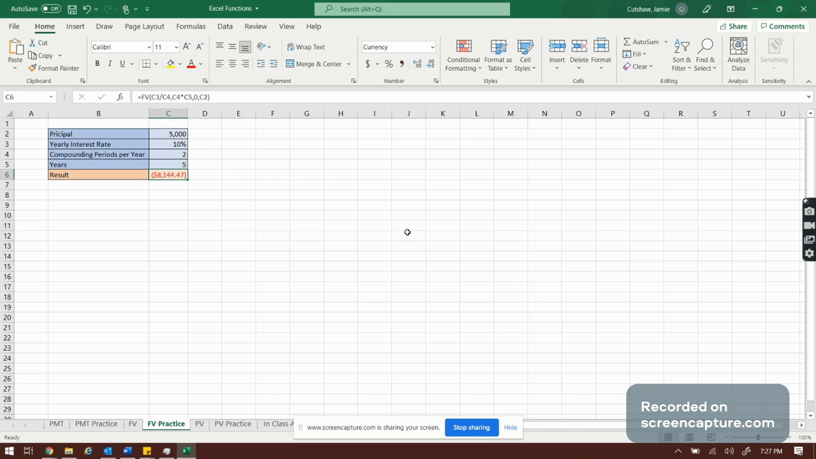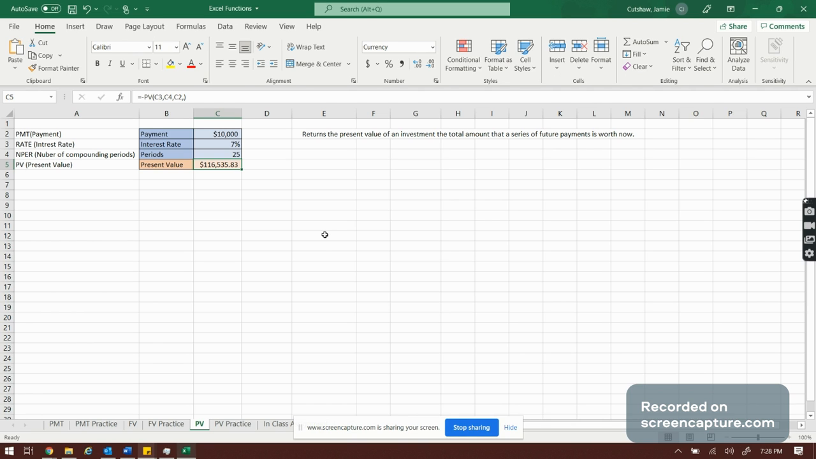Now, as you see here, just like before, we have the right number, $8,144.47. That is the number we're looking for, but it's red. It's negative again, and we need to make that number a positive. So just like before, we're going to double click in on here, and in between the equal sign and the F, we're going to put in a negative or a minus sign, because we need to multiply all this by a -1 just to make it a positive number. And now we have our positive number of $8,144.47. Hopefully this is making sense to you, and we're going to fly right along.